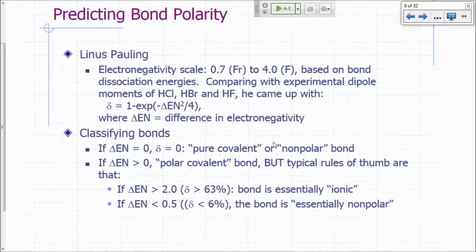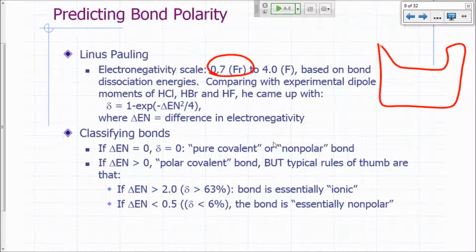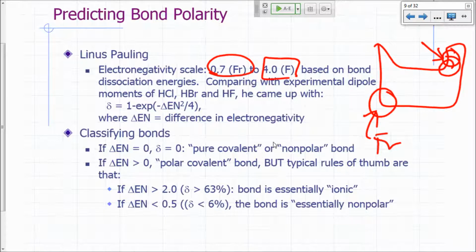Now, Linus Pauling invented a scale for electronegativity, where he assigned values. On his scale, francium, which is on the bottom left corner of your periodic table right here, is assigned an electronegativity of 0.7, and fluorine, which is right here in the upper right-hand corner of your periodic table, has the highest electronegativity, so it's given a value of 4.0.